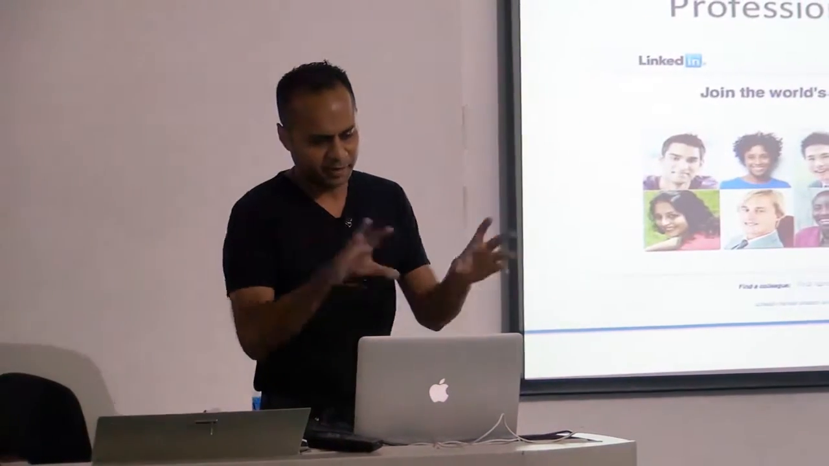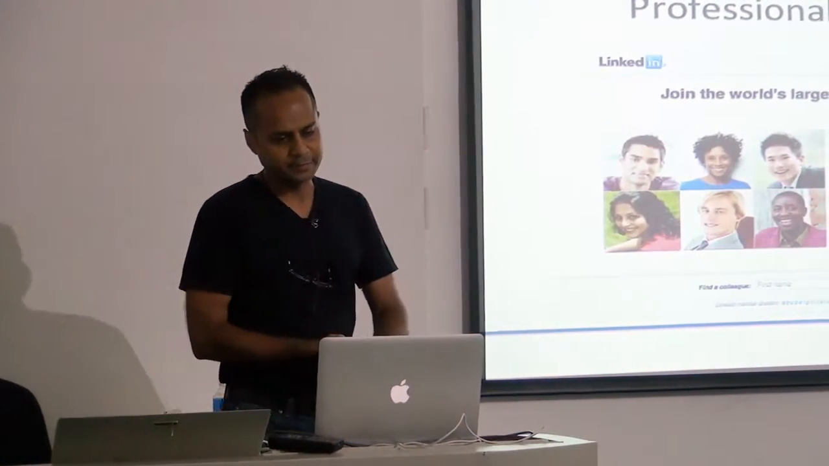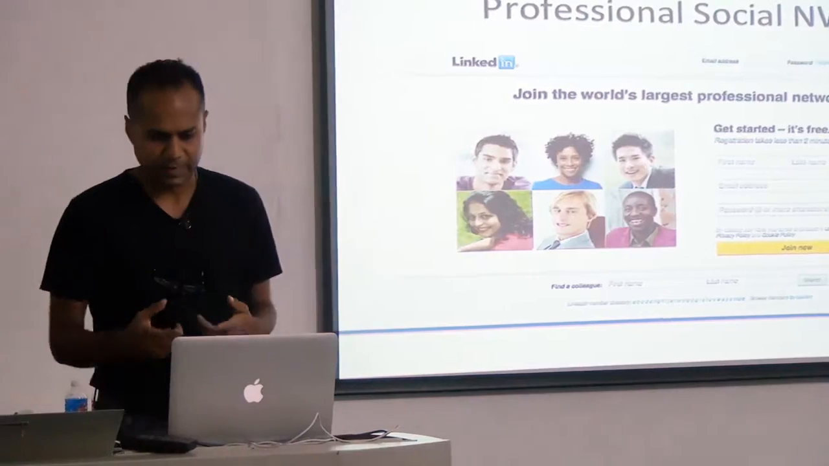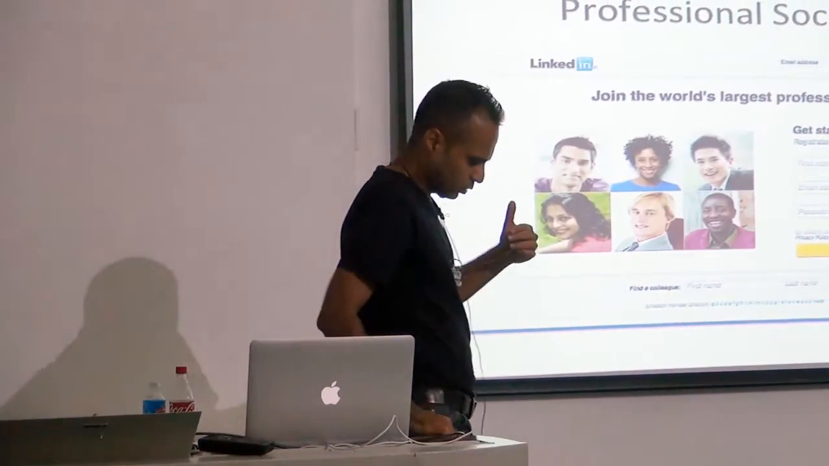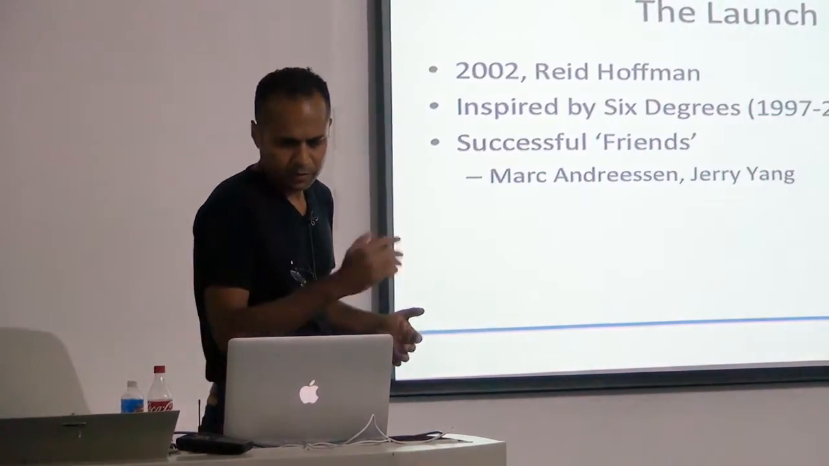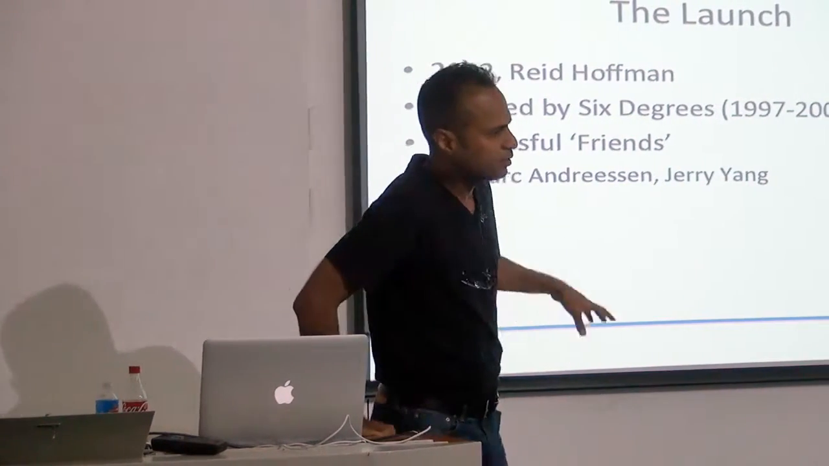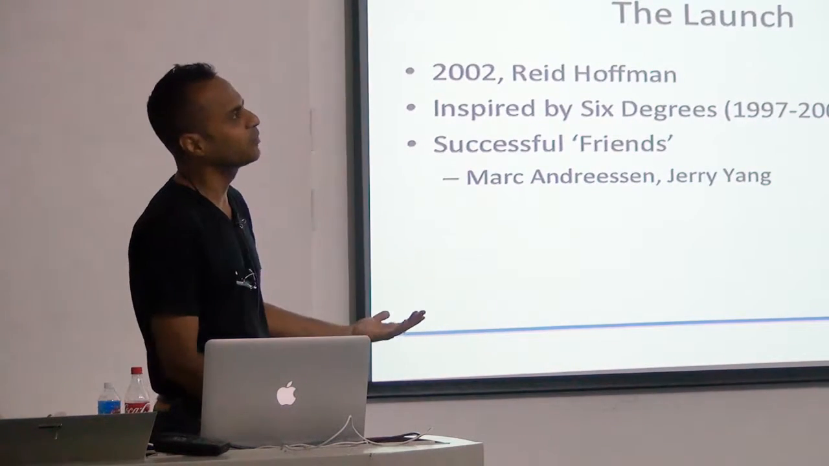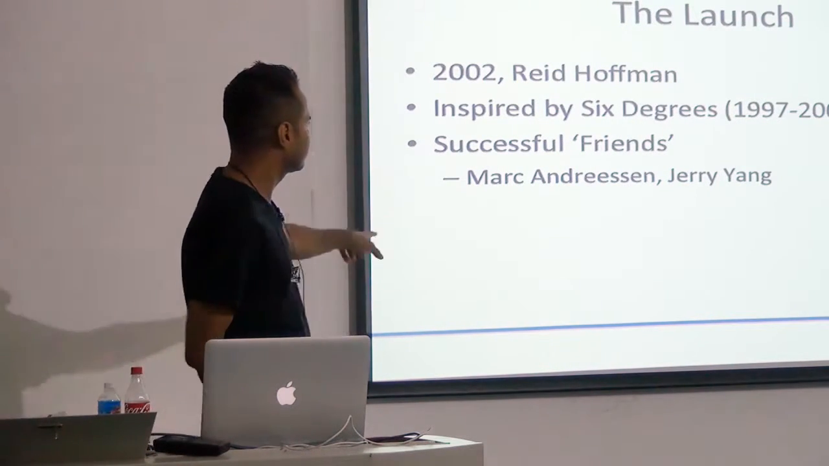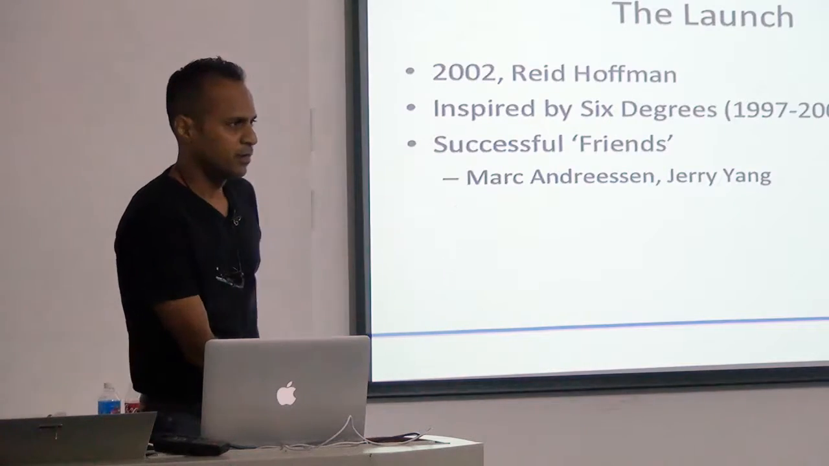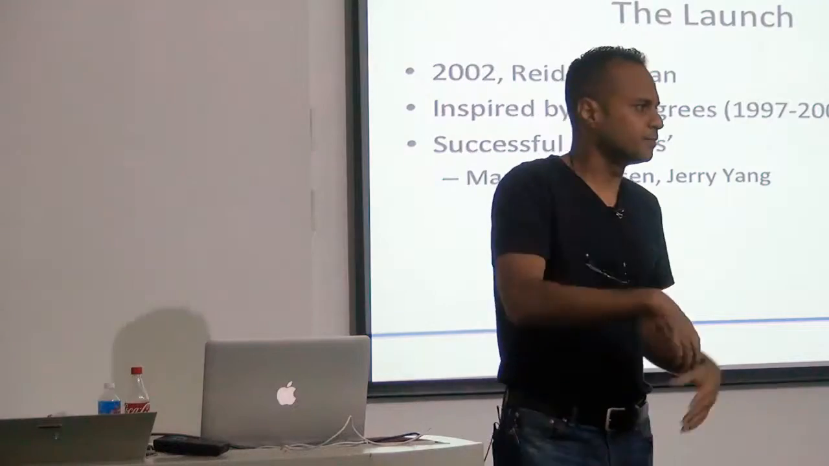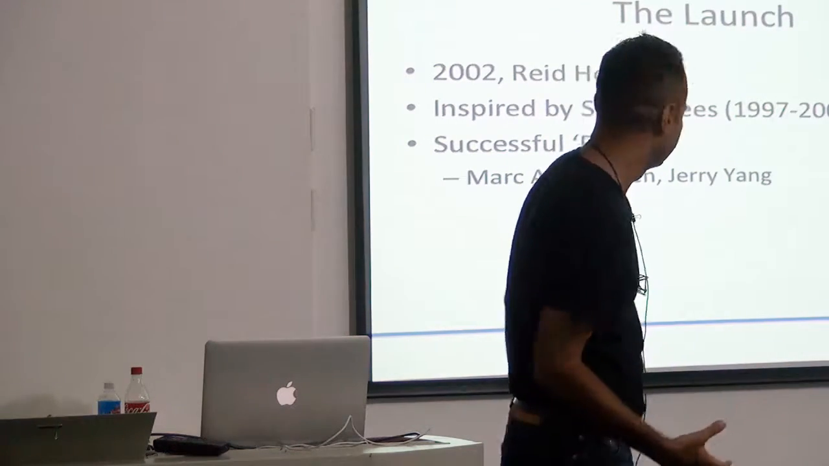So Reid Hoffman and all the PayPal gang, when they started, they wanted to build a professional social network. By the way, there is a bit of trivia which we will come to later. LinkedIn was based on a network which existed between 97 and 2001. It was called Six Degrees. So they had to buy the IP from Six Degrees to build LinkedIn.